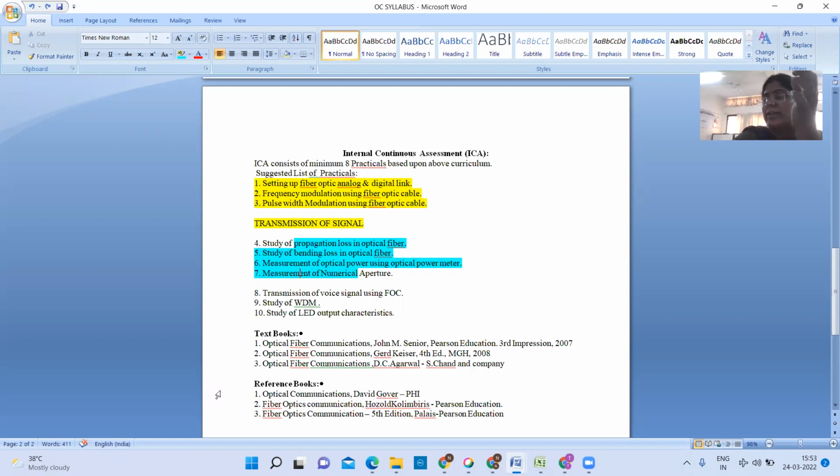Just as we can measure current or voltage in a multimeter, similarly, this optical power you can measure on the optical power meter. Then the next parameter we have to measure is the measurement of numerical aperture. So for that also one kit is used, and on that we have to use the numerical aperture.